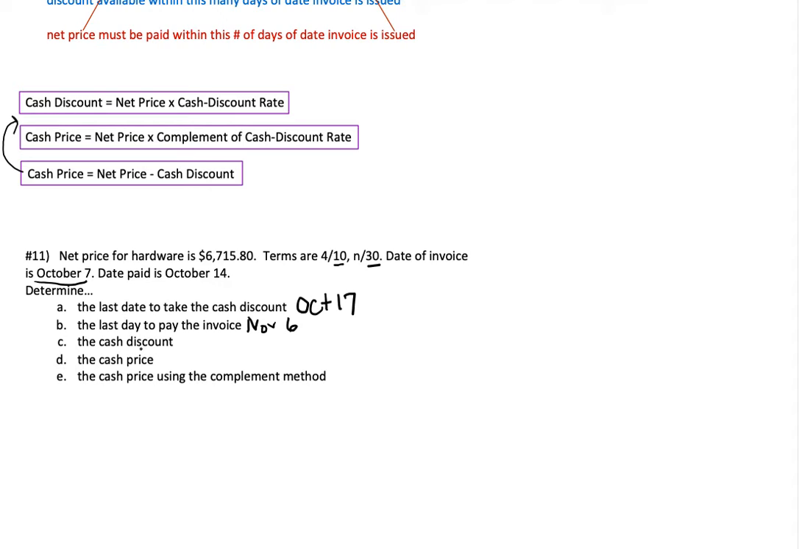The cash discount is 4% times your $6,715.80. So I'll just write that right here. My 6 is all wonky, which is $268.63.